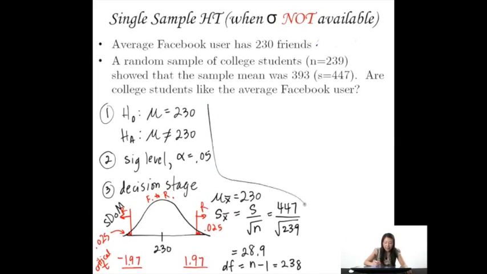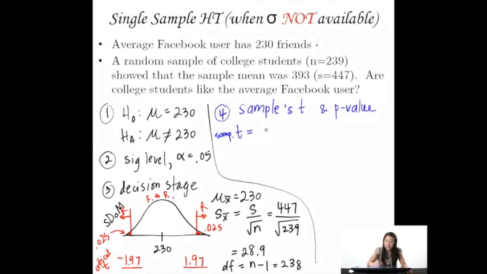Okay, now that we have all of that, we can start thinking about our sample's t and p-value. The sample t would be the distance that our sample mean is away from the population mean divided by the standard error, because we want how many standard errors away we are. So 393 minus 230 divided by this standard error, 28.9.